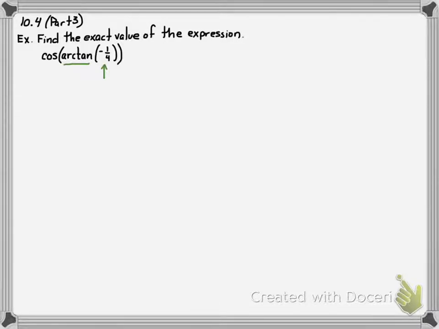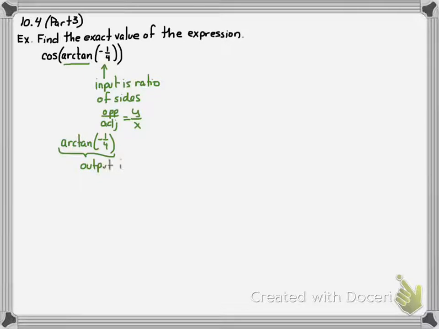The input into an arctan function, or an inverse tangent function, is a ratio of sides. In this case, the sides are opposite over adjacent, or y over x. And then when we look at arctan of -1/4, the output, in other words, what this value is equal to, is an angle. And maybe we'll call that angle theta.